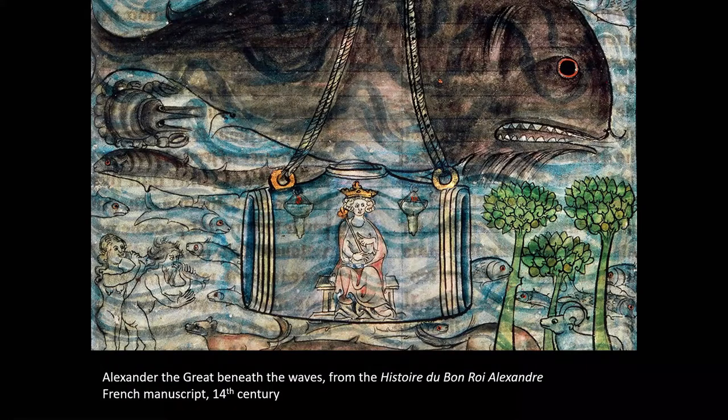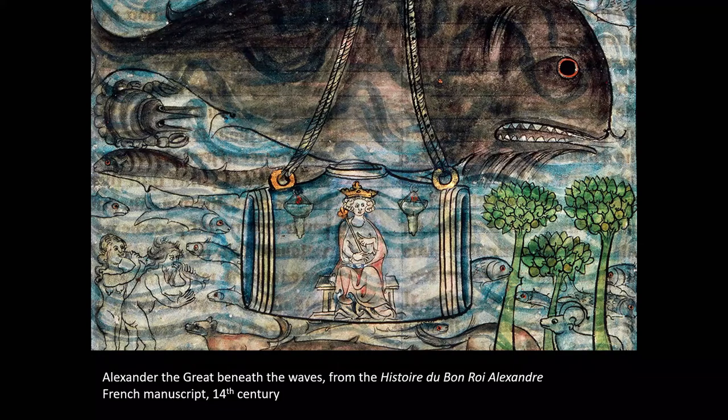So Alexander in the glass bathysphere. So Alexander is bored. What happens when you're bored of conquering the world? You become curious about other things, and he wants to learn the truth of the sea. And so he asks his glass masters to construct a glass barrel, a bathysphere, a glass bubble, basically. So here he is, dressed very much as a nice medieval Christian king here, at the bottom of the ocean in the glass diving bell.